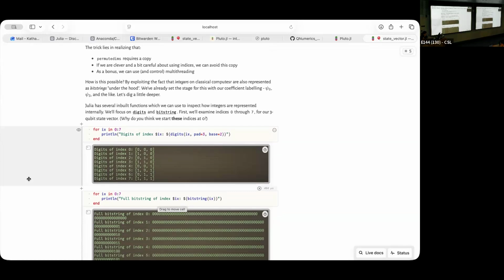So we have several inbuilt functions that we can use to see how these integers are actually stored by the computer. Again, this is the result from my system. If you're on PowerPC or something, some crazy CPU architecture, the result you get might be different. Hopefully nobody here is on PowerPC.